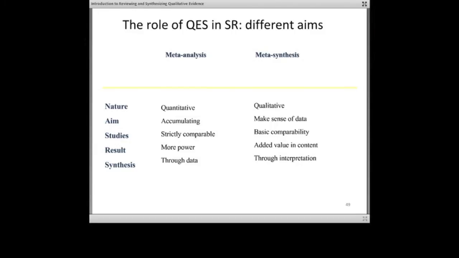While the meta-synthesis bit is actually trying to make sense of data. So the studies that you include don't have to address completely similar accounts. They can be picked from different contexts, even different target groups. They need to have some sort of basic comparability on the level of the phenomenon or the topic of interest to your research. And they add value in content through interpretation.